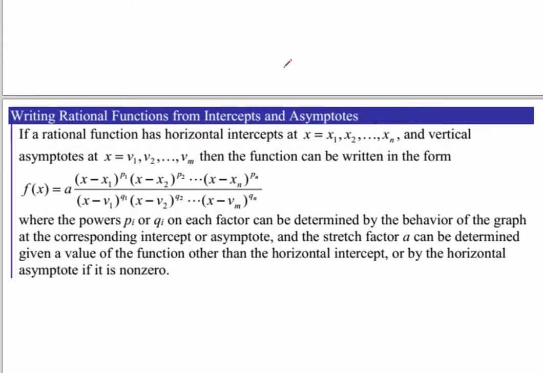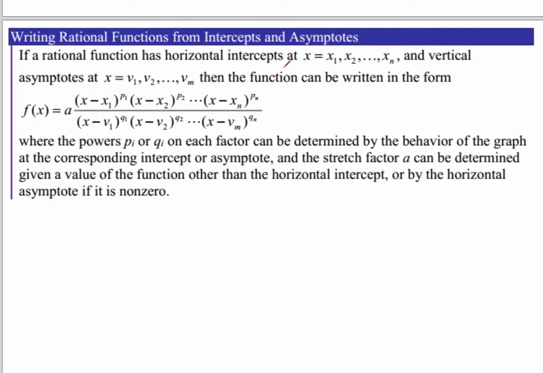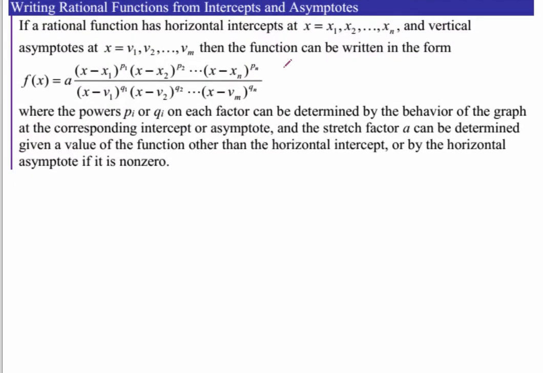All right, writing rational functions from intercepts and asymptotes. What if you're asked to go the other way around? Okay, so if a rational function has a horizontal intercept at x sub 1, x sub 2, x sub 3, etc., and vertical asymptotes at v sub 1, v sub 2, through v sub n, then the function can be written in the form of x minus x sub 1 raised to the p sub 1 power, x minus x sub 2 raised to the p sub 2 power, through x minus x sub n raised to the p sub n, okay?